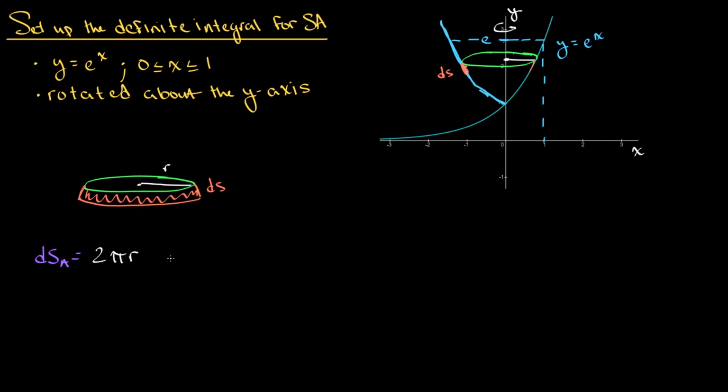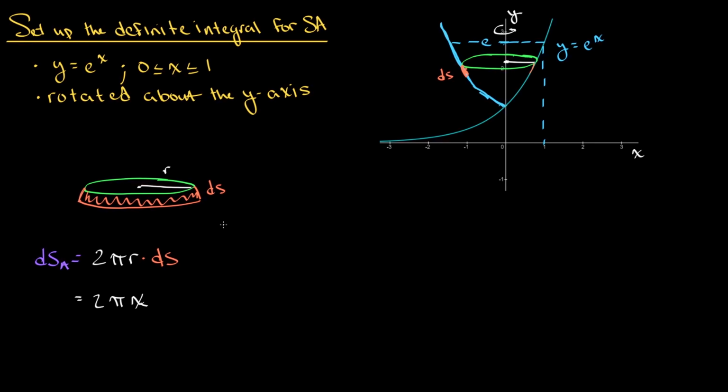And now what we need to figure out is, what is r here and what is ds? The main thing to notice here is we're rotating around the y-axis. So that means that r is x. So we could write this as 2 pi x. And then we could also figure out ds. But one quick thing before we get into solving for ds, and this is an important point: when we're rotating about the y-axis, this r value here will always be x.